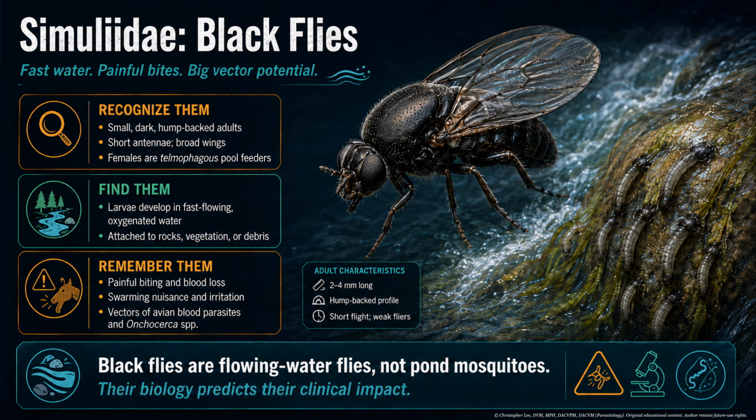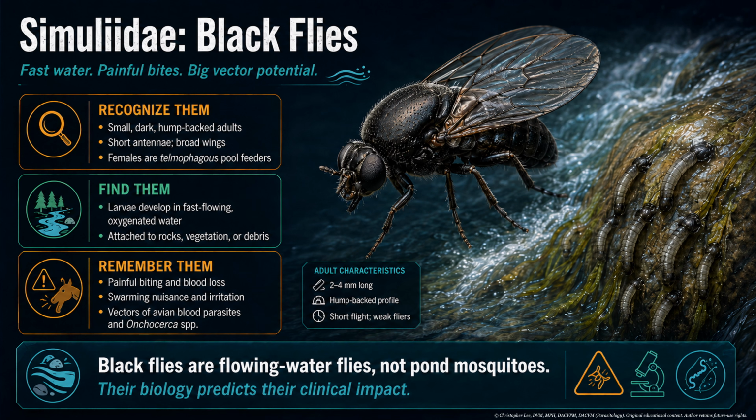Adult black flies are small, dark, and often humpbacked. Females are telmophages, meaning that they pool feed instead of neatly tapping into a vessel. Clinically, that feeding style can mean painful bites, irritation, blood loss, swarming, and sometimes severe reactions in animals exposed to large numbers. They can also transmit important pathogens, including avian blood parasites and Onchocerca species.